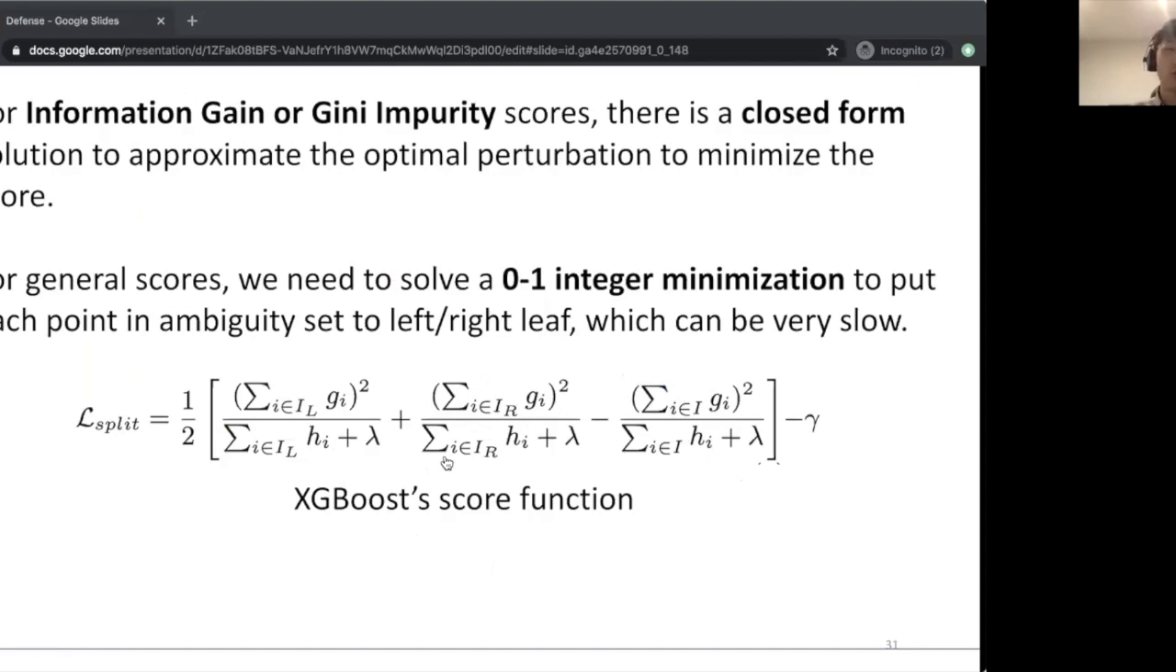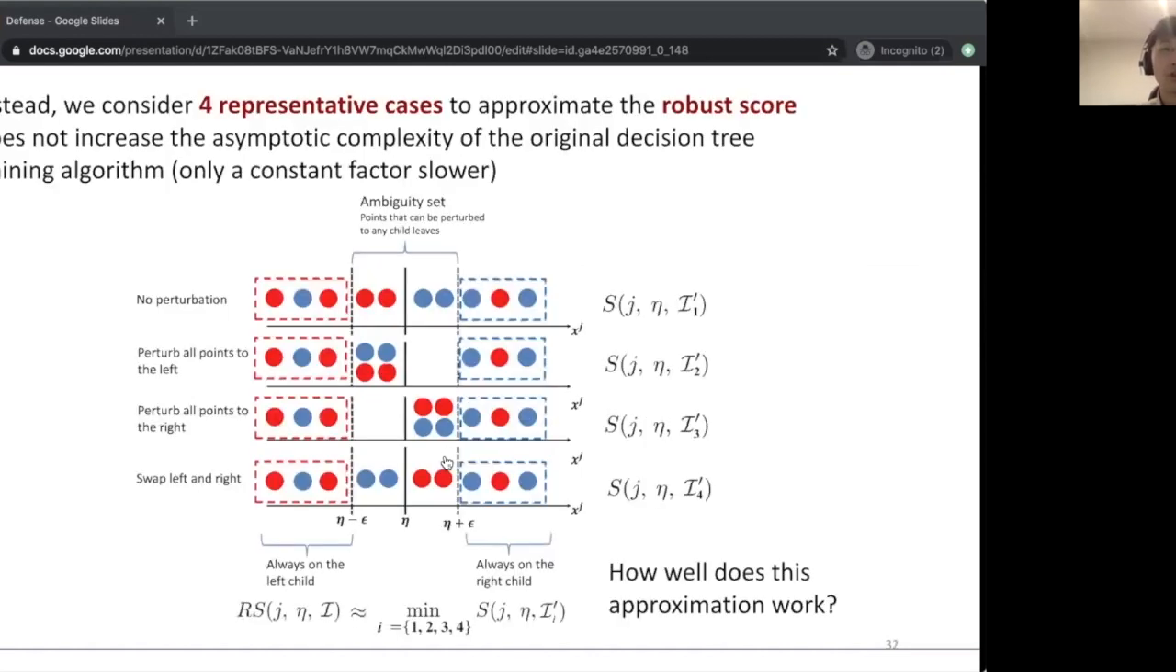For simple score functions such as information gain or Gini impurity, we can approximate the adversary's optimal strategy. For complex score functions such as the score function for XGBoost, this can be a 0-1 integer programming problem, and it's very hard to solve. So instead, we use a very rough approximation here. We only consider 4 representative cases to approximate the robust score, and this approximation does not increase the complexity of the original decision tree training algorithm.